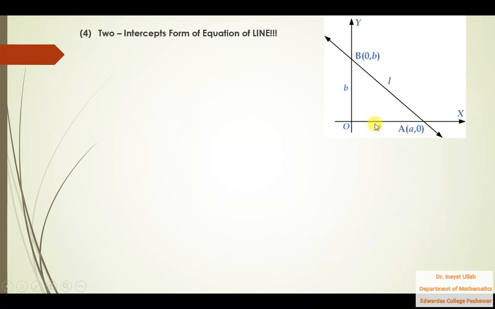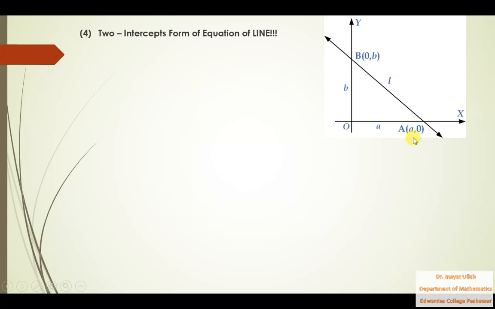This number is important to us. This distance is actually a units. Similarly, this line passes through the y-axis at this distance, which is denoted by, say, b. This is the point denoted by B, and the coordinates of this B will be: the first one is the x-coordinate, because this point is along the y-axis, so the x-coordinate is 0, and this distance b is the value of y. So x is 0 and y is b.